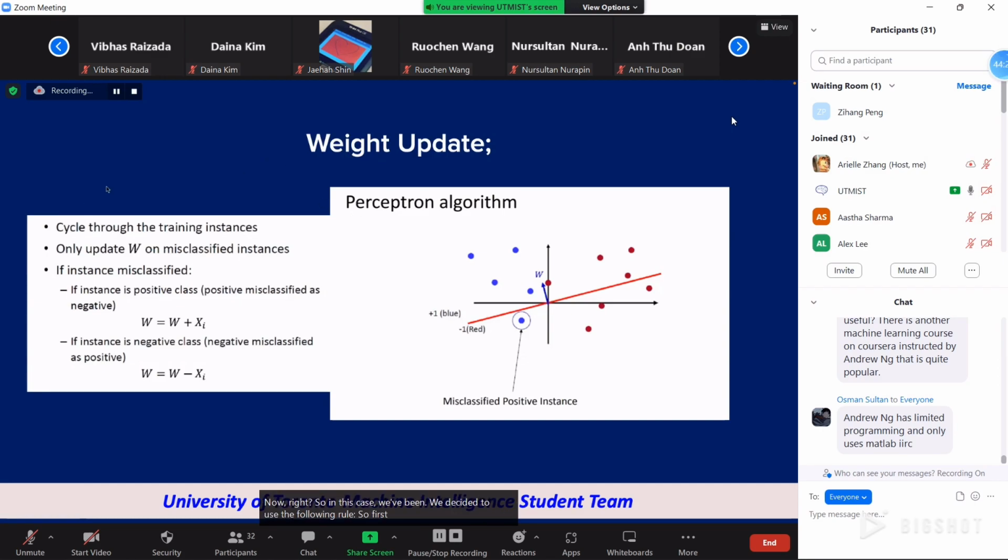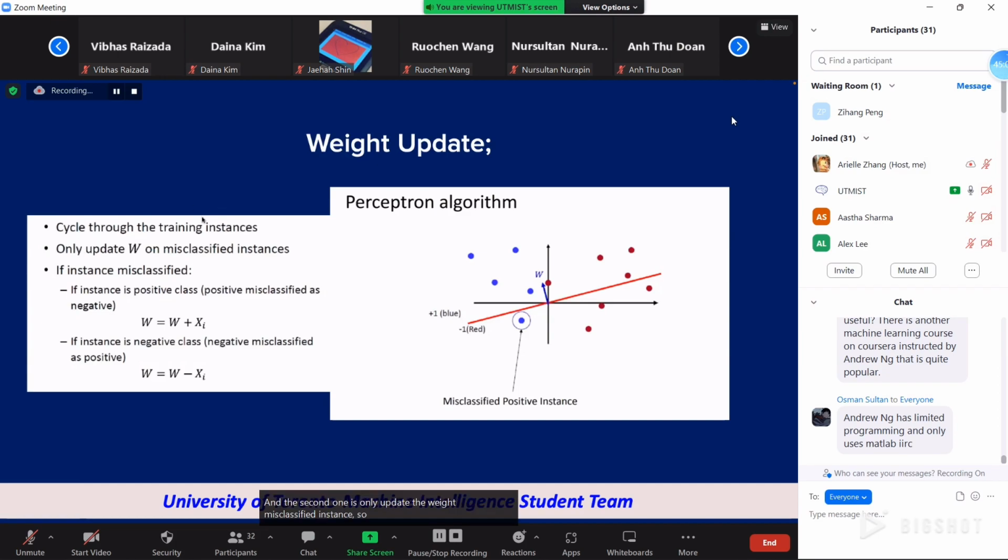So in this case, we decided to use the following rule. First, we're going to cycle through the training instances. That means we're going to go through all of those dots. There are not a lot of them, but that actually happens in your training process as well. Your program has to look at your training set and go through every single one of them in order to let them make an accumulated impact on your overall network. And the second rule is to only update the weight on misclassified instances.